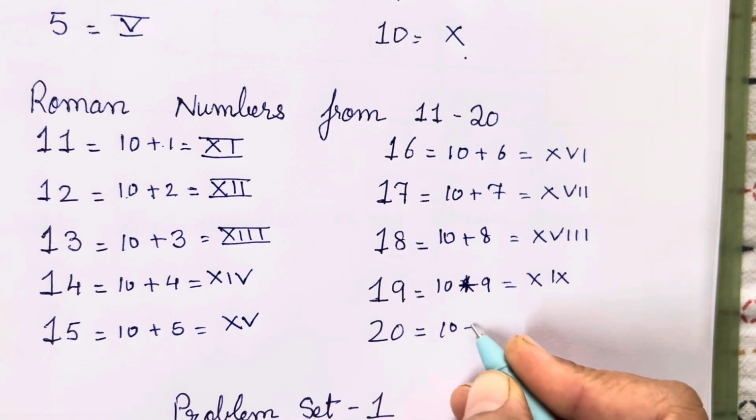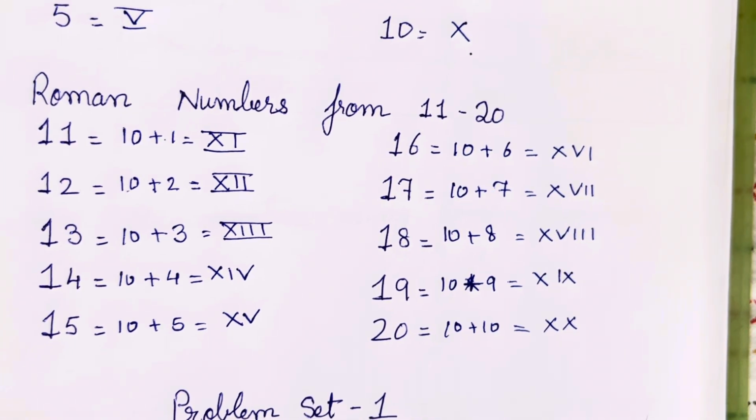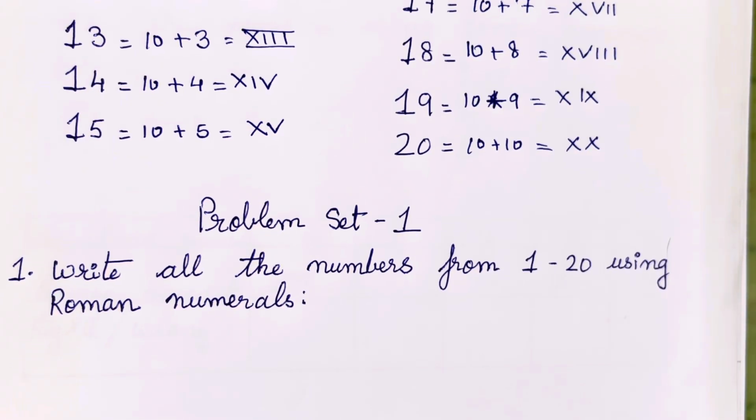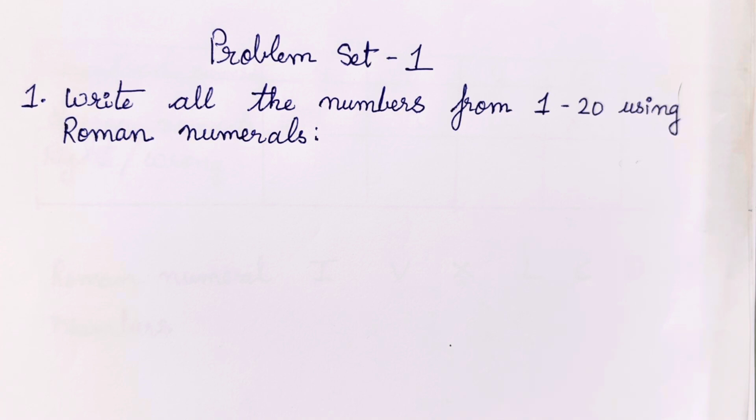20. 10 plus 10, that means X and double X. Got it? So I hope you all can write the Roman numbers from 1 to 10 and 11 to 20 very easily. And from the problem set, the same question has been asked. Write all the numbers from 1 to 20 using Roman numerals.